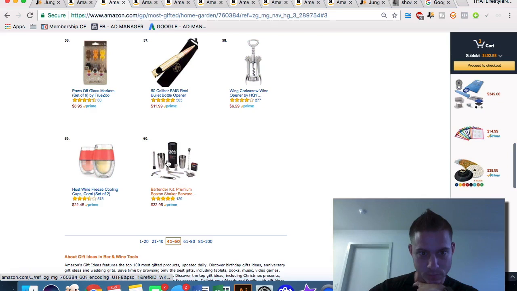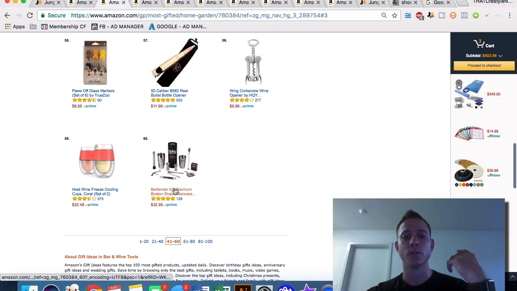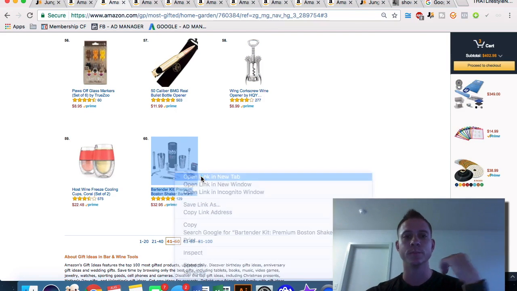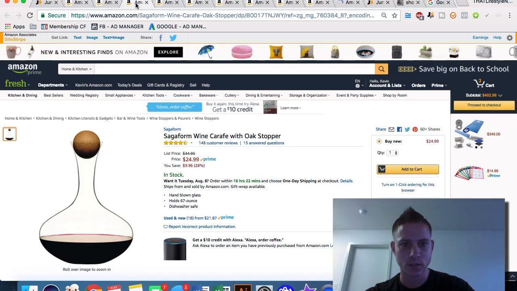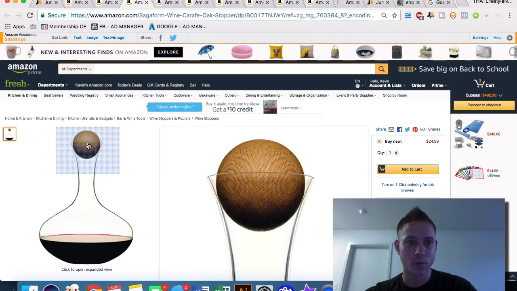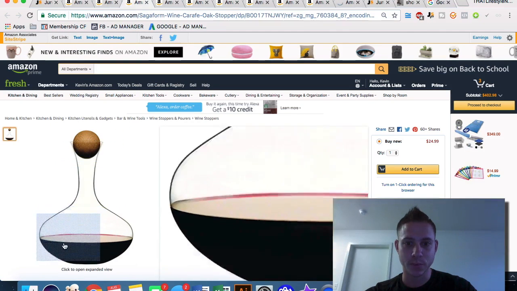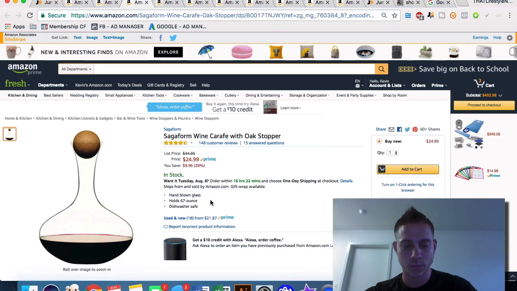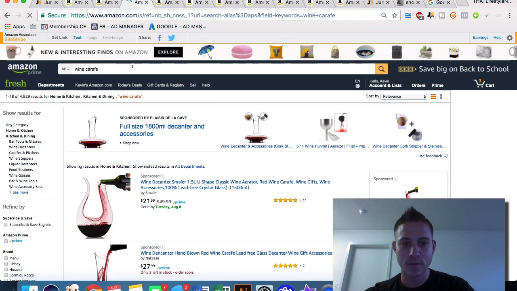Bartender Premium. Right, so this is a good example of a bundle. Let's take a little bit closer look at some of these. So a wine carafe with oak stopper. That's pretty cool, right? Wow, it's a beautiful image. Very poorly made listing. No keywords in the title, no bullets, only one image, and it's still doing quite well from a sales perspective. Let's try wine carafe.